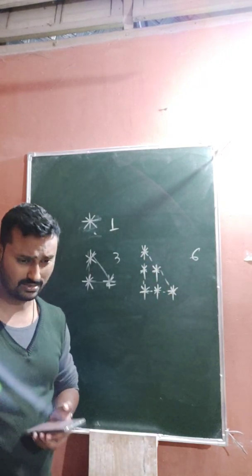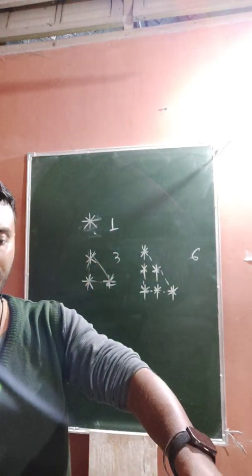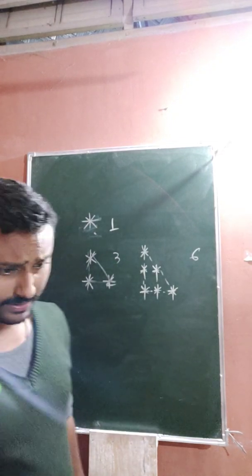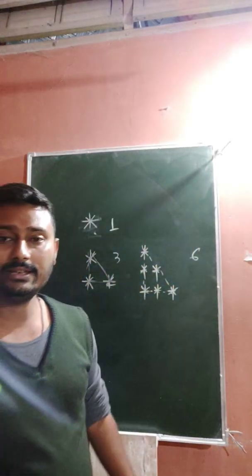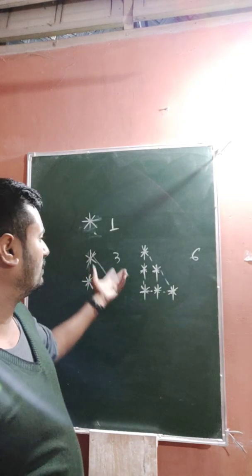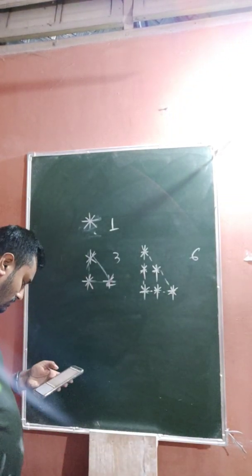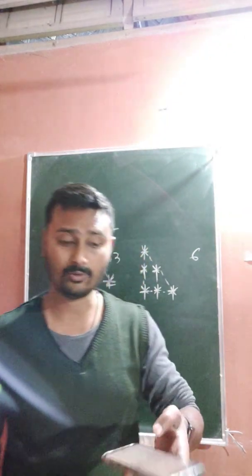Just remember the definition. If the question is like that, define triangular numbers and give some examples, then all of you will write that the numbers which can be arranged in a triangular pattern are known as triangular numbers, and as examples you can give 1, 3, 6, etc. Then in my next video I will solve exercise 18.1.